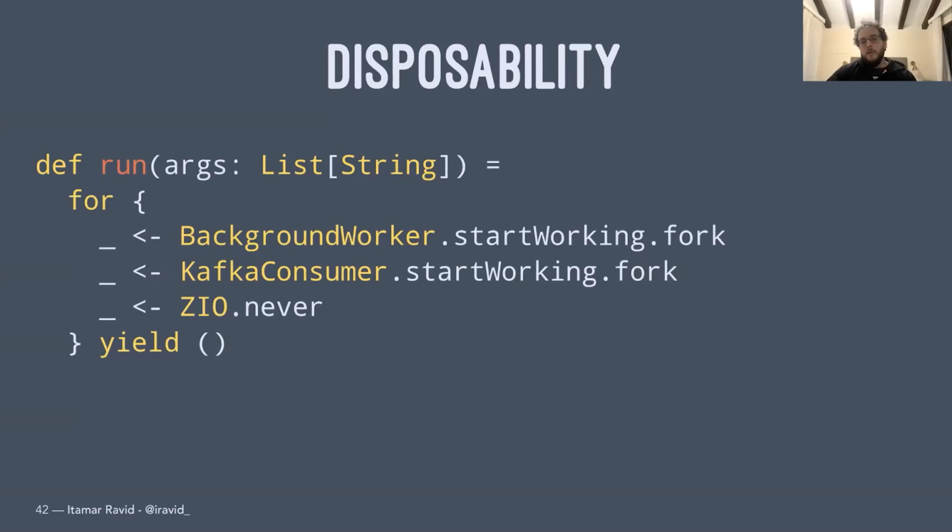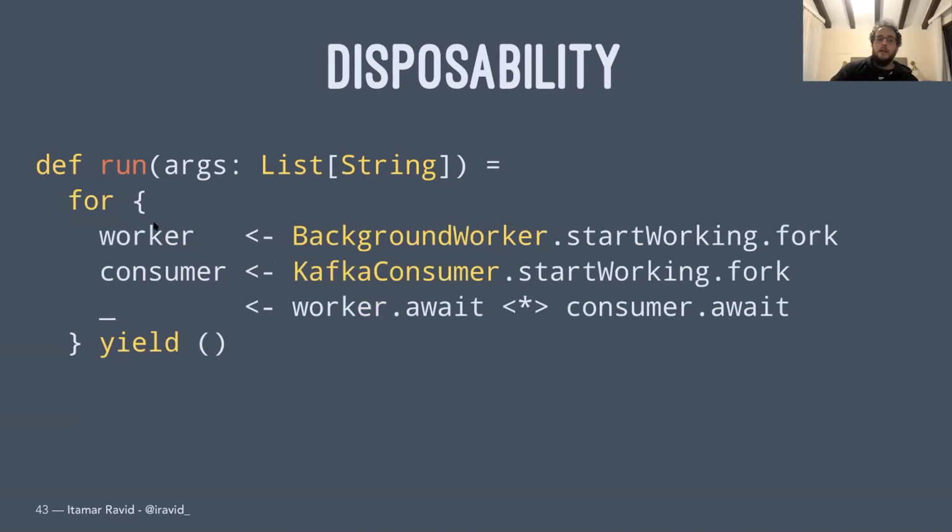So instead, we could await them. We can await the worker and the consumer using ZIO zip. This is not going to work either because if the consumer crashes before the worker, we're not going to see it until the worker finishes, and the worker never finishes. So basically, the Kafka consumer might crash and will never restart during the lifetime of the application.